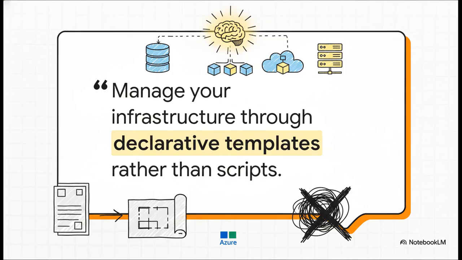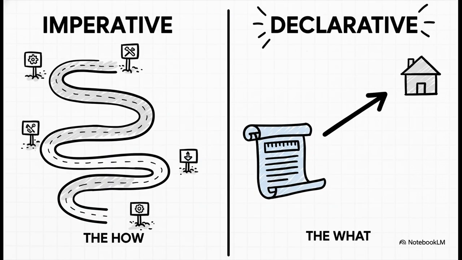The core principle here is huge. Manage your infrastructure through declarative templates rather than scripts. So what does declarative actually mean? Exam watch. I can almost guarantee you'll see a question on this. ARM templates are declarative. This is different from a script, which is imperative.